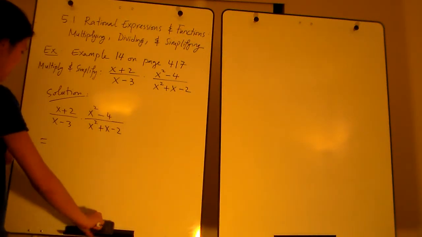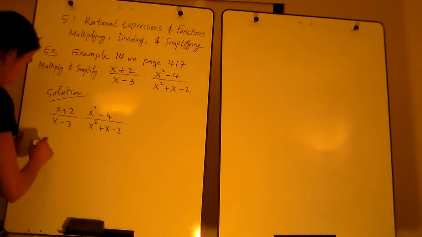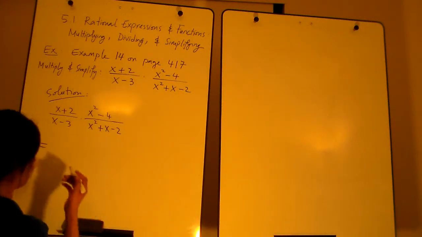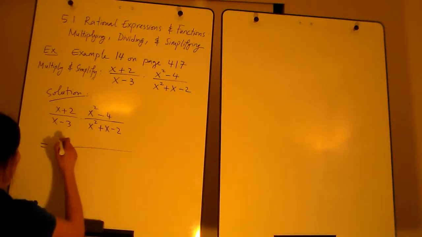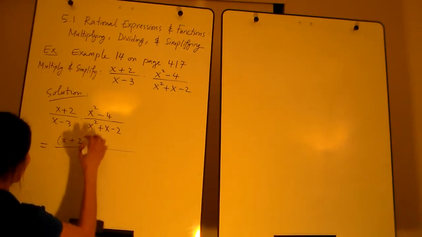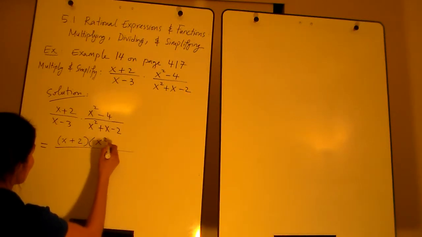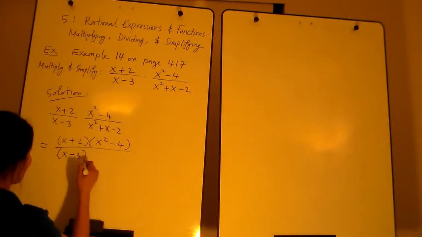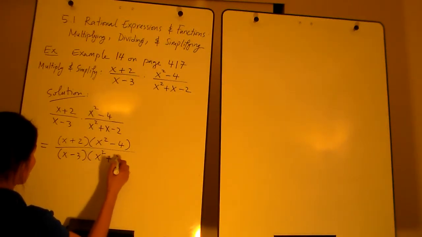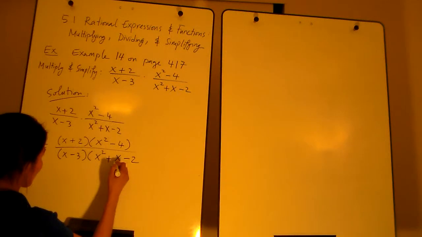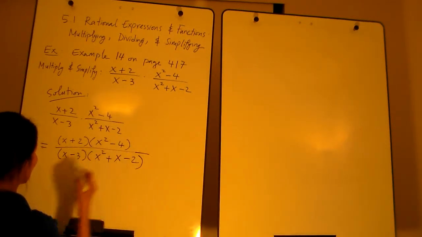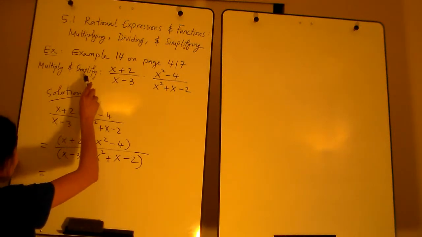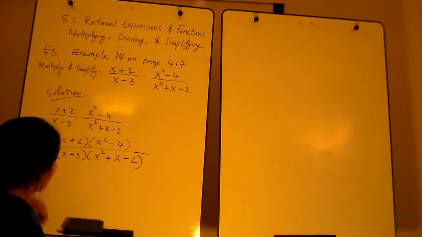So multiplying means multiply the numerator with the numerator, and the denominator with the denominator. The numerator is x plus 2 times x squared minus 4, and the denominator is x minus 3 times x squared plus x minus 2. Okay? Alright, now we just multiply, but pay attention, they say simplify as well.